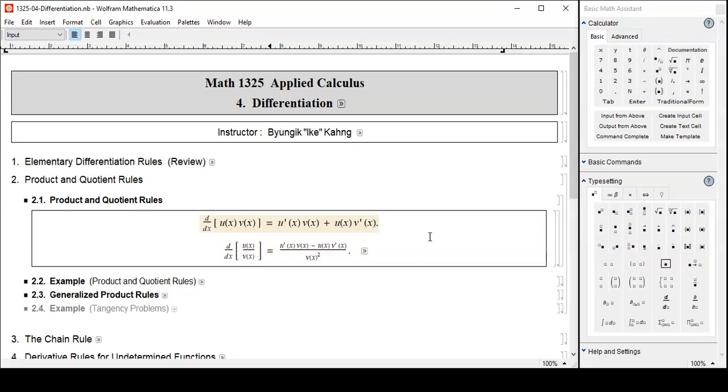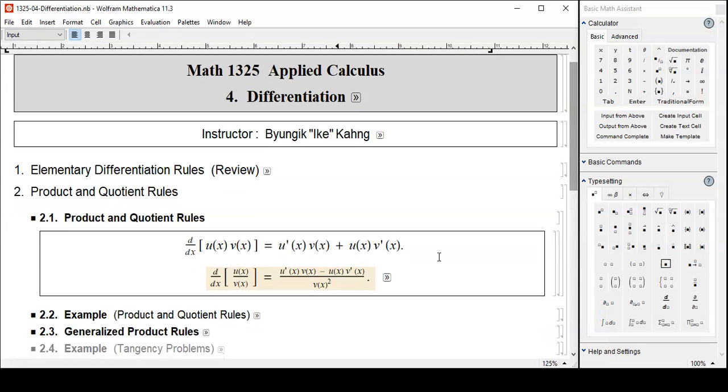Product rule first. It turns out that the derivative of a product is not the product of derivatives. It's not u prime times v prime. Instead, we get something more complicated, u prime v plus uv prime. And then, as for the quotient rule, maybe a bigger font will help. Look at the numerator. It's almost the same as the product rule, u prime v minus uv prime. Yes, this plus became minus, but otherwise the same.